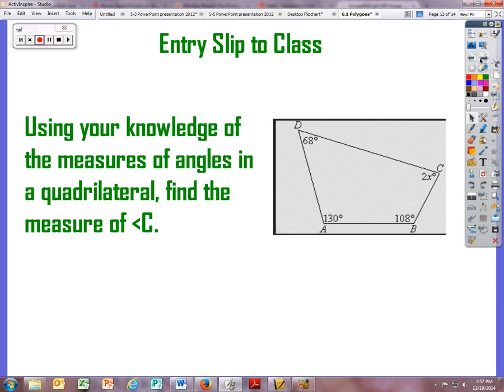The last thing I want you to do is an entry slip to class. So this is what I'm going to check to make sure that you watched the video and that you tried this problem. So what you're going to do is you're going to look at the picture, and using your knowledge of the measurements of the angles in a quadrilateral, I want you to find the measure of angle C. Okay, one little hint I will give you is that angle C has 2x. Okay, so you're going to have to write an equation to solve for x, and then don't forget, plug back in.